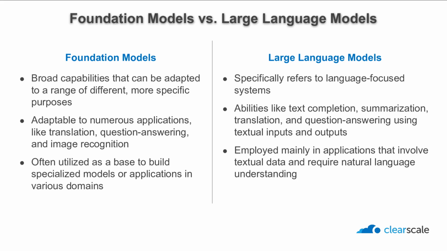text-based tasks. So in summary, while both foundational and large language models are capable of question answering and translation, foundational models have a broader range of capabilities, like we talked about image recognition or generation, and serve as a basis for building specialized applications, while large language models are specialized in dealing with textual data that are essential for tasks that require natural language understanding.